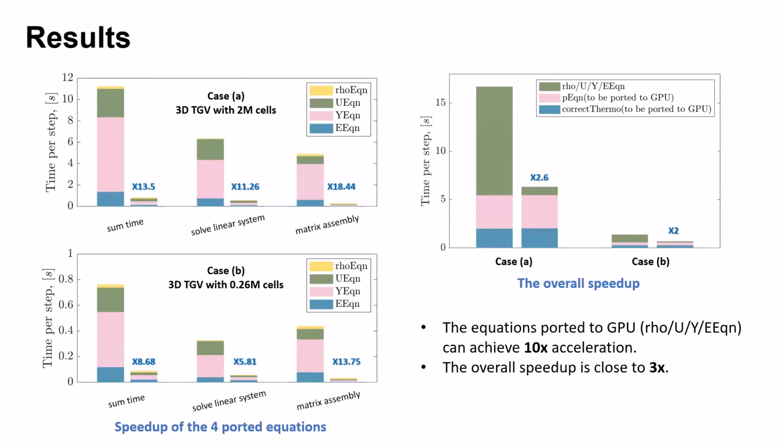And this is the result. These two figures show the performance of the four ported equations. We can see that in this larger case, about 2 million cells, the matrix assembly gains a speedup of about 18 times. For the smaller case, we still get a speedup of 13 times. This figure also shows the overall speedup. Even though we currently have not ported the P equation and correct thermal to GPU, we still get an overall speedup close to 3 times.